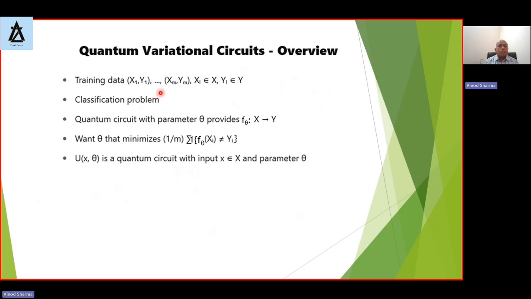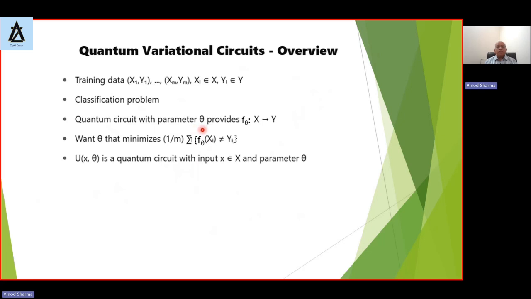Again, we start with the training data x1, y1 to xn, yn. And right now we'll consider the classification problem. But the regression problem can be considered in the same way. Now, given this data, we consider a quantum circuit, and we will explain how we will make a quantum circuit. This will be a circuit with some parameter theta. If this parameter changes, then the circuit changes. So this is a parameterized, variational quantum circuit with parameter theta.